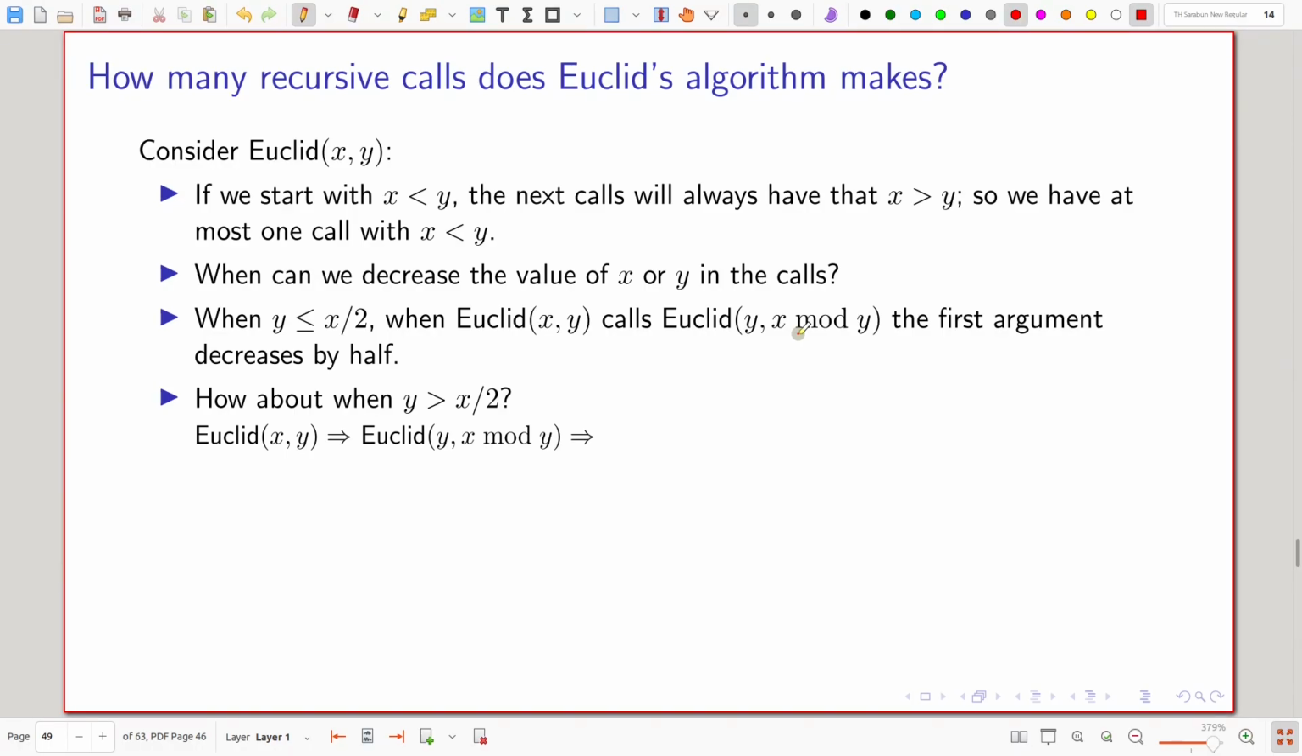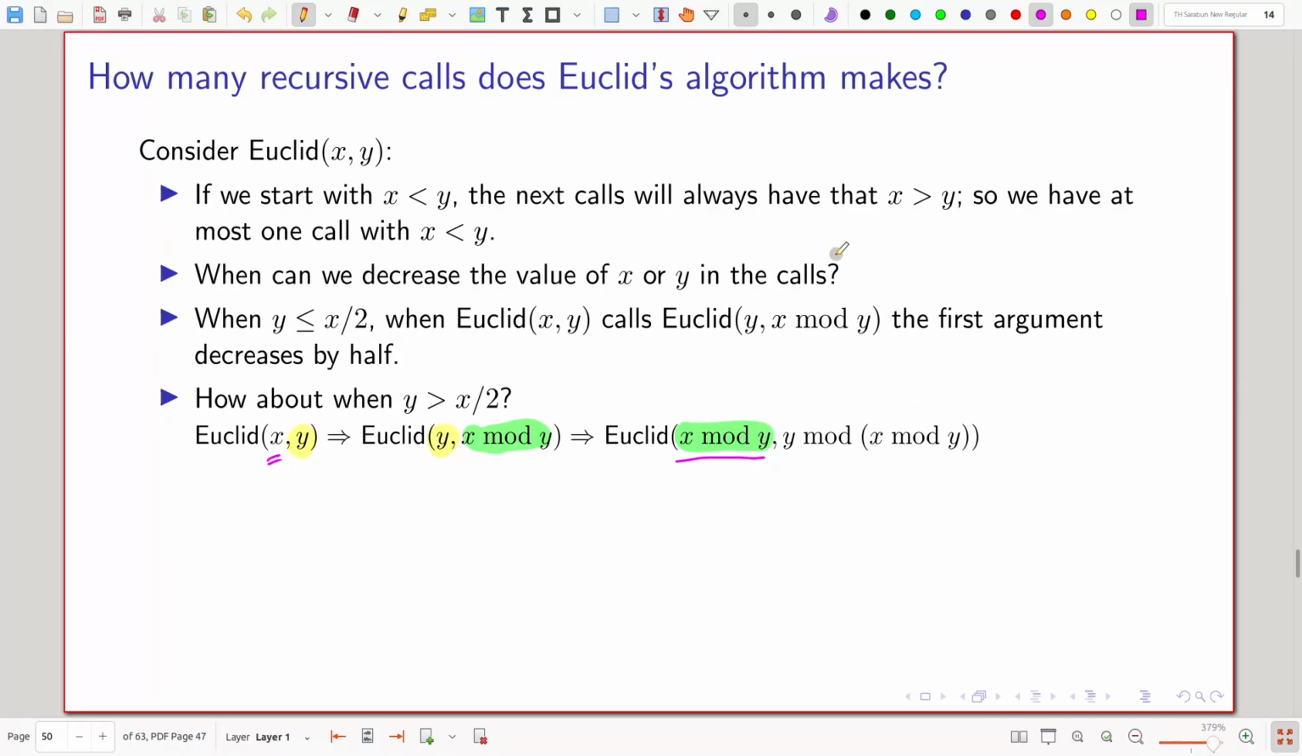Right? But what exactly is x mod y? If you keep following this call, it will look pretty bad. Y becomes the first argument, and x mod y becomes the second argument here. So we basically want to compare x and x mod y when y is larger than half of x.